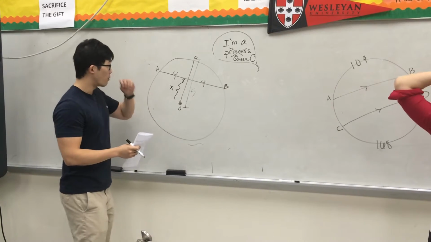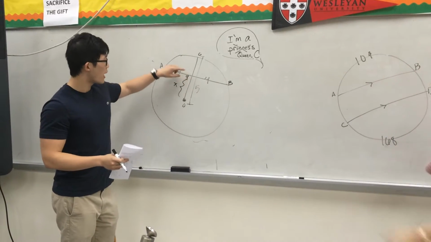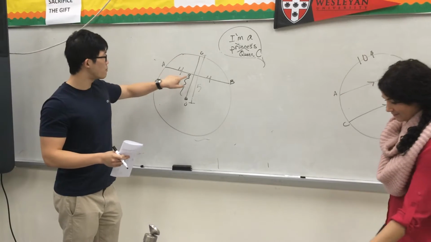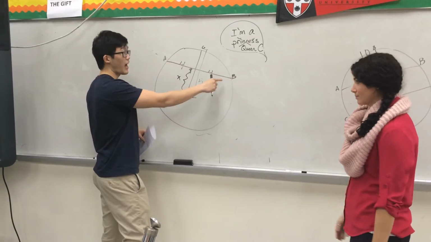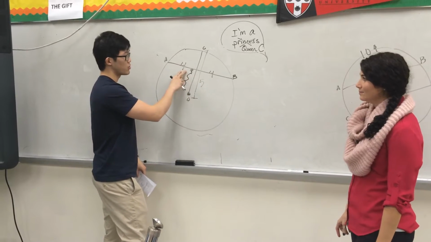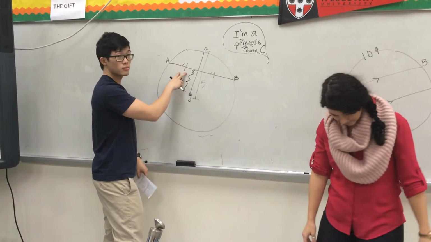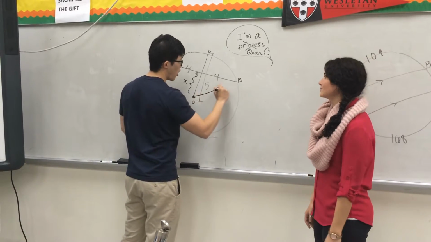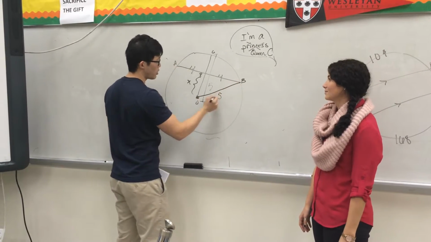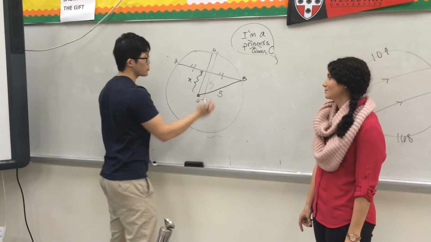Okay. What we know about chords and radii is that they bisect each other, or like they cut each other in half. So we know that even though that entire thing is 8, we can split that into 4 and 4. Okay. So what we know is that the radius is always 5, so we know that this is also 5. We can pull out this triangle.